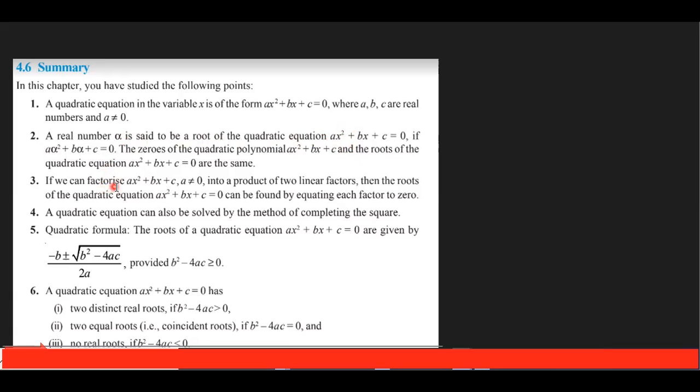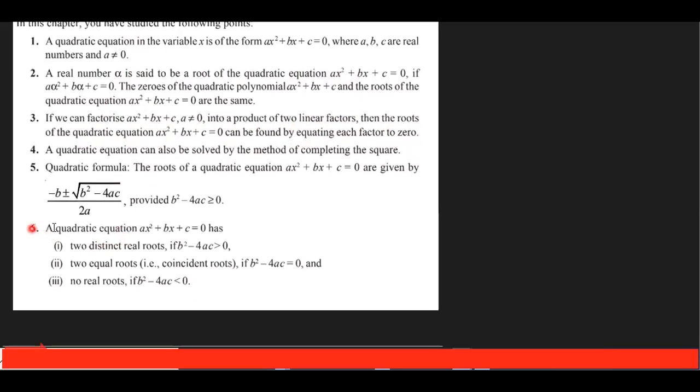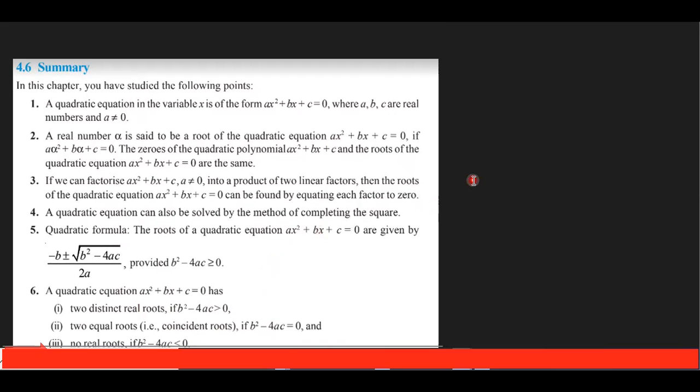If we can factorize ax square plus bx plus c is equal to 0, where a is not equal to 0, into the product of two linear factors, then the roots of the quadratic equation can be found by equating these factors equal to 0. And we know this quadratic formula, and these three conditions are very, very important. b square minus 4ac should be greater than 0 for real and distinct roots. If b square minus 4ac is equal to 0, then roots are real and equal. And if b square minus 4ac is less than 0, means negative, then the roots are not real.